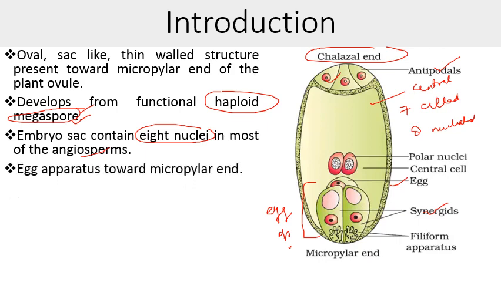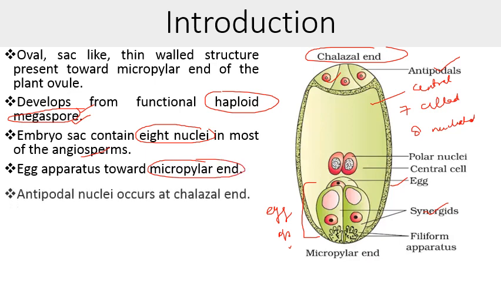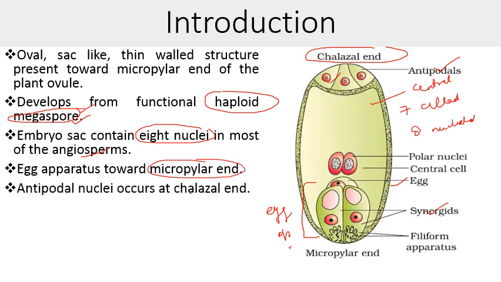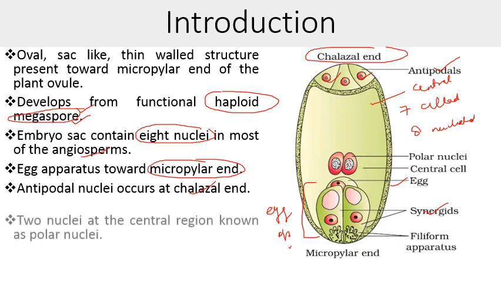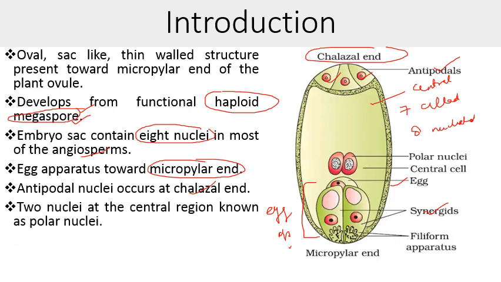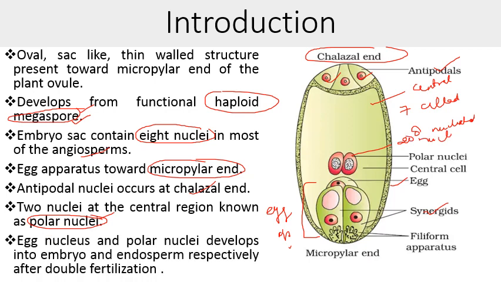Then the egg apparatus is towards the micropylar end, and antipodal nuclei occur at the chalazal end. So जो antipodal cells हैं वो होते हैं chalazal end में. Then 2 nuclei are at the center region known as polar nuclei. इन्हें polar nuclei कहते हैं. They also form the secondary nucleus. इसे secondary nucleus भी कहते हैं. Then the egg nucleus and polar nuclei develop into embryo and endosperm respectively.